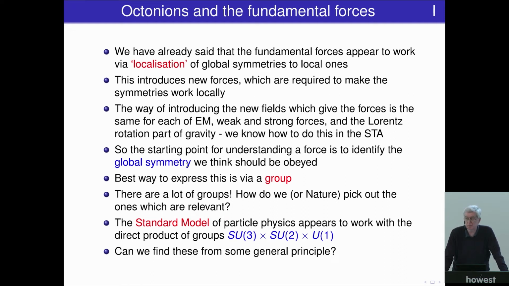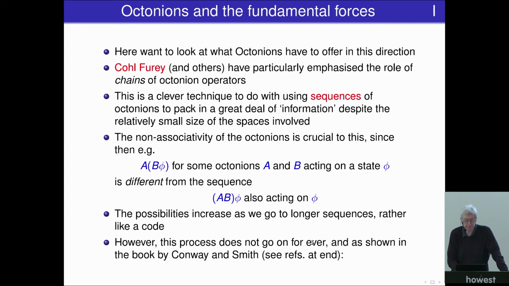And the best way to express this is via a group. There are a lot of groups. How do we, or nature, pick out the ones which are relevant? What we would like to move towards is understanding the gauge groups at the heart of the standard model of particle physics. This is what they are. It appears to work with a direct product of groups SU3 cross SU2 cross U1. And can we find these emerging from some general principle?